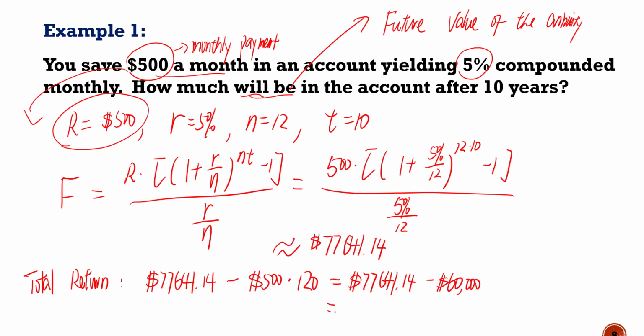So the difference is return on investment. Return on investment turned out to be $17,641.14. Okay. That is total return on this retirement account.